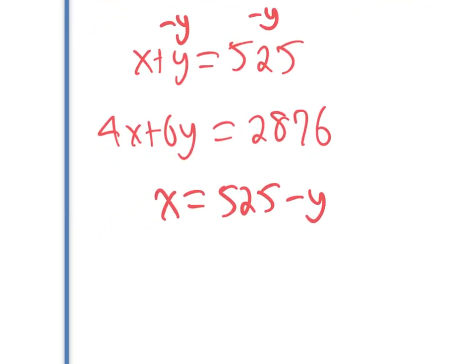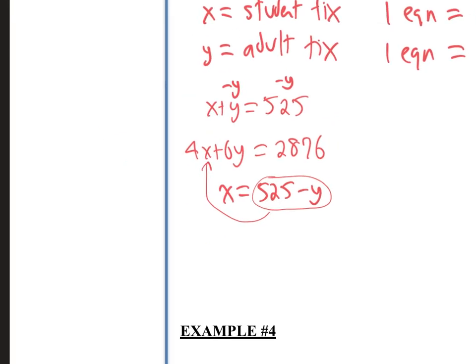Okay, so now we have X by itself, so we're literally going to take this 525 minus Y and plug it in for X. So we're going to have 4 times 525 minus Y plus 6Y equals 2,876. And this is still X right here. We're still replacing X with 525 minus Y, so that's totally legit. We can do that.